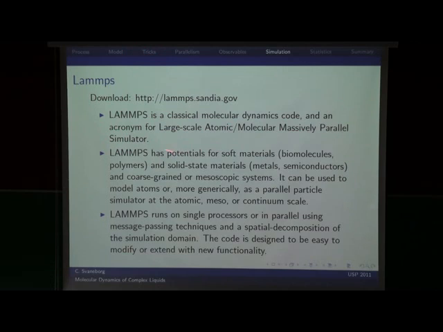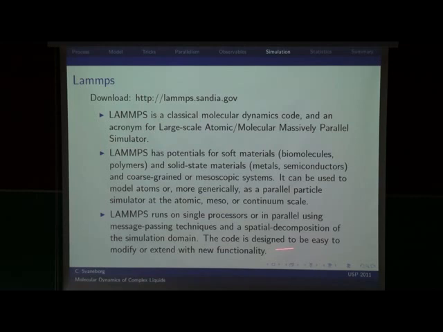It has well-defined potentials for soft materials, biomolecules, polymers, and also solid-state materials like metals and semiconductors. What I'm interested in are coarse-grained and mesoscopic systems. You can model atoms, but I think where it excels is at the mesoscale. You can also couple the mesoscale to continuum finite element modeling. It runs on a single processor or on a cluster, and it's optimized in many different ways.